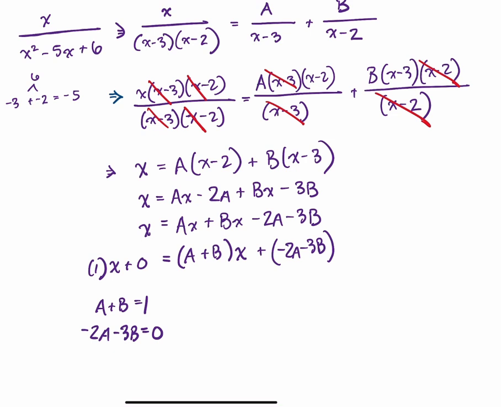So now we have a system of two equations that we want to solve in order to find out what a and b are equal to. So we can do this via substitution or elimination. I'm going to do substitution. Let's solve the first equation for a. I can say that a equals 1 minus b. So then let's plug that in for a in the second equation. So I can write this as minus 2 times a, so minus 2 times 1 minus b, minus 3b should equal 0.